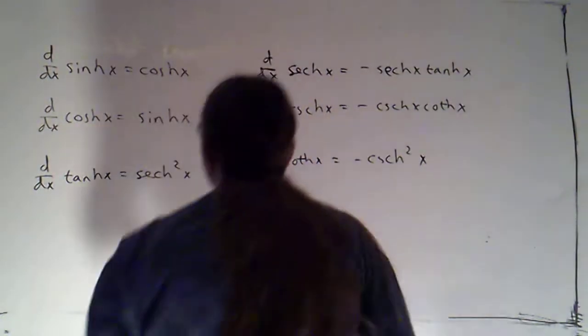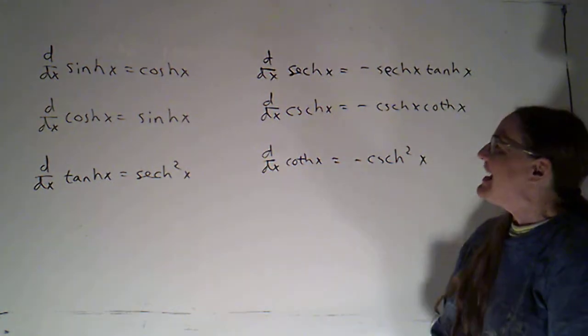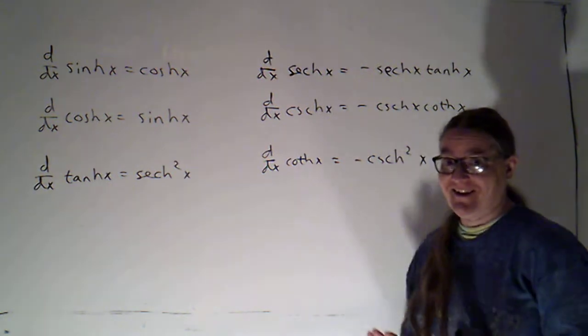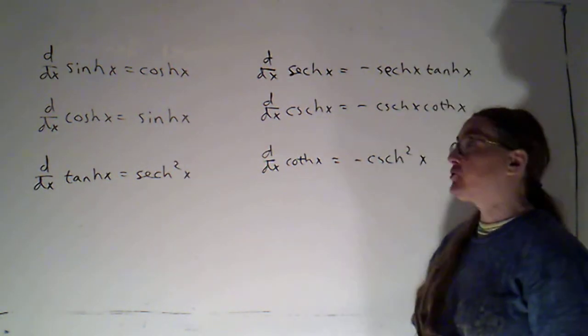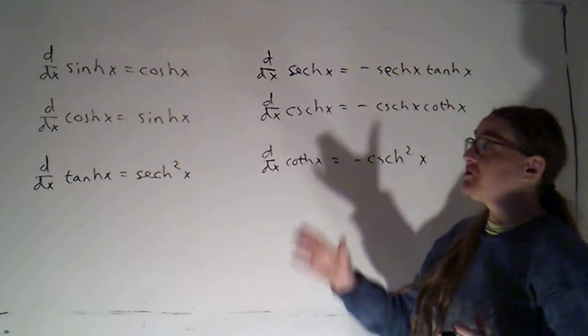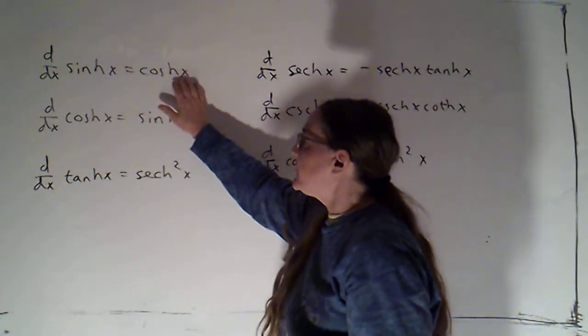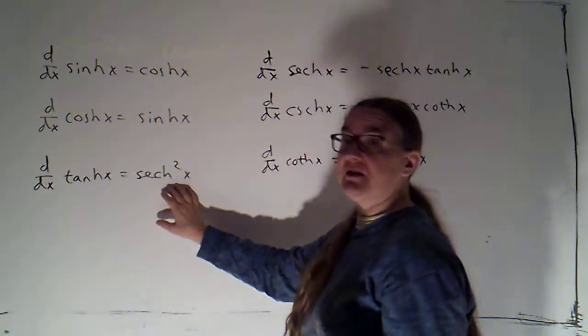We've got the derivatives of the 6 hyperbolic trig functions up here on the board. If you ignore the plus and minus signs, these are the same as the derivatives of the regular trig functions, except that all of the trig functions are hyperbolic. Derivative of sinh is cosh. Derivative of cosh is sinh. Derivative of tanh is sech squared.